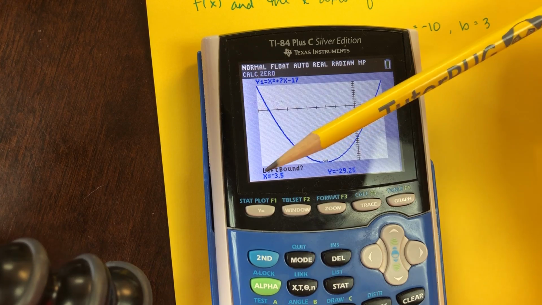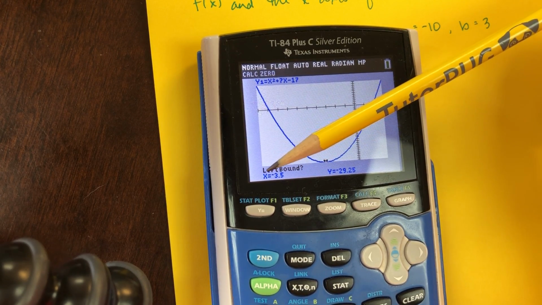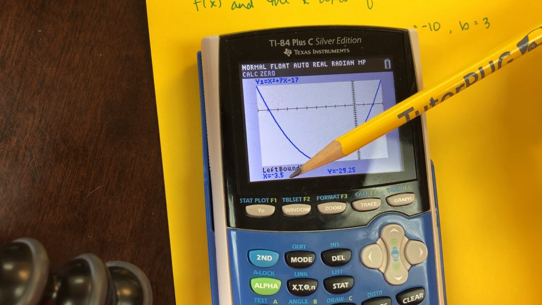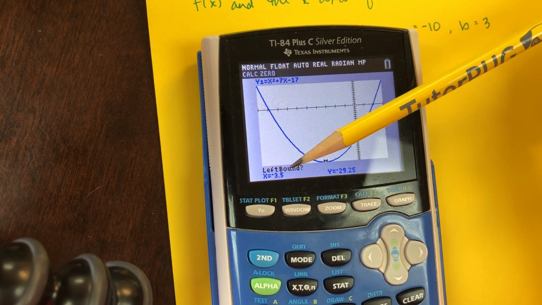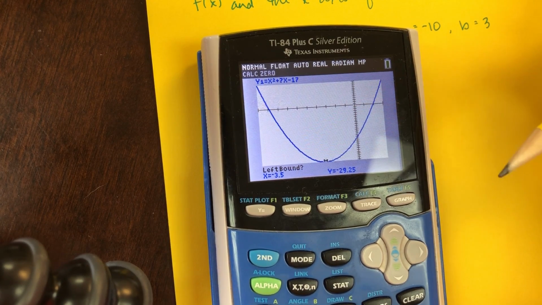But I'm going to get asked 3 questions down here on the bottom left. It's going to first of all say left bound. And then when I set the left bound, it's immediately going to say, what's the right bound? And as soon as I set the right bound, it's going to say guess. Well, what does it mean by left bound, right bound, guess?